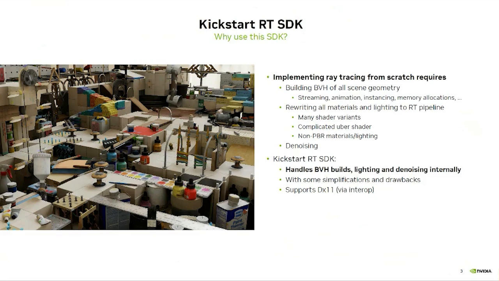What we've seen with applications where we integrated ray tracing is that if you have many shader variants, then mapping these into the ray tracing pipeline gets very complicated, because if you just map it one-to-one to hit shaders, then you end up with possibly tens of thousands of hit shaders. Or you will end up with some complicated Uber shader, which is very slow, and you need to start optimizing that.